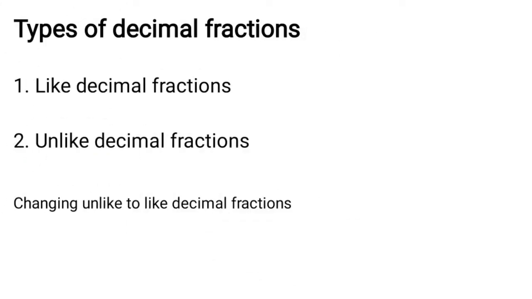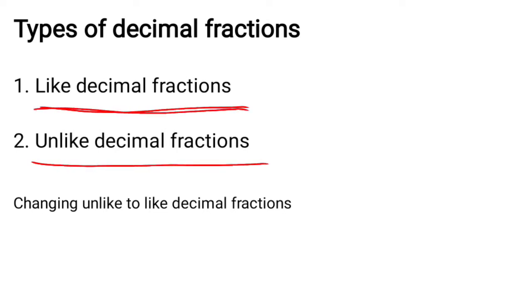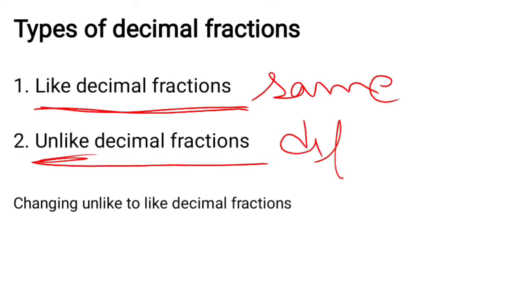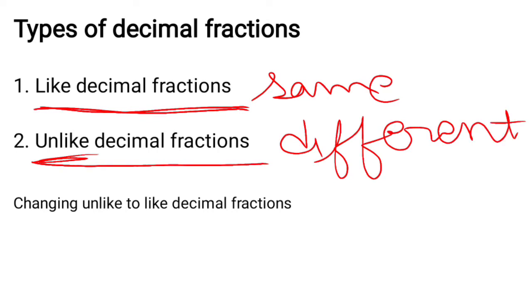Now we are going to read the types of decimal fractions. So how many types of decimal fractions are there? There are two types of decimal fractions, like decimal fractions and unlike decimal fractions, as we simply did in the fractional number system. Like means same and unlike means different. Okay, according to these keywords we will categorize any number, that is, like decimal or unlike decimal.